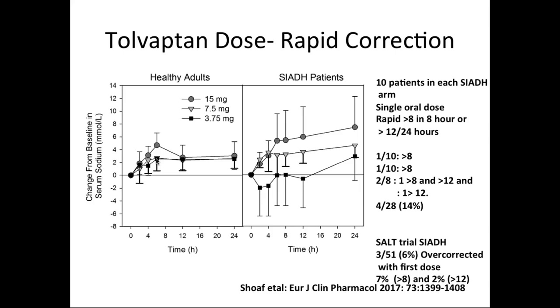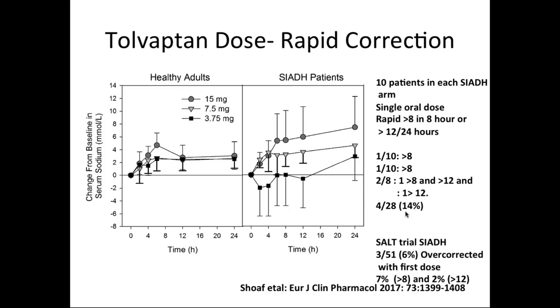These are healthy adults who were allowed to drink as much fluid as they wanted, and they were not on any other treatment. Then they used the same 3.75, 7.5, and 15 milligrams in SIADH patients. The goal was 10 patients in each arm, and a single oral dose was given. They defined rapid correction as more than 8 in the first 8 hours, or more than 12 in 24 hours. Even with the 3.75 dose, they had 1 out of 10 who had more than 8 correction. They had another 1 out of 10 with the 7.5 milligram. And then they had 2 out of 8, one who had both more than 8 in 8 hours and more than 12 in 24 hours, and another patient who had more than 12 in 24 hours.